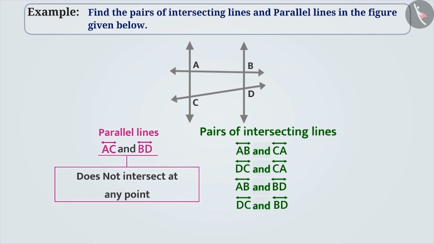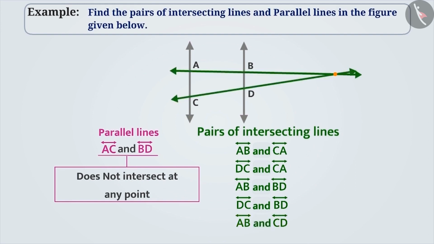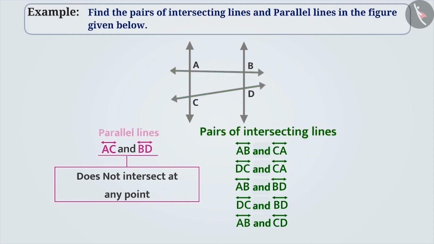Let me tell you. Notice the line AB and the line CD. These lines in the figure may not intersect each other. But if extended, they will intersect at one point. As a result, we can say that line AB and line CD are also a pair of intersecting lines. Now you know about parallel lines and intersecting lines.